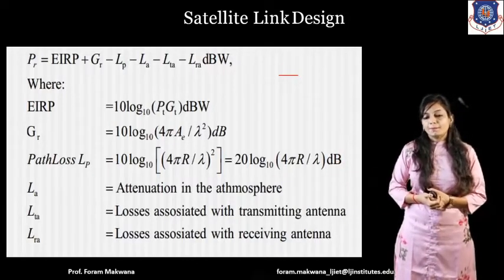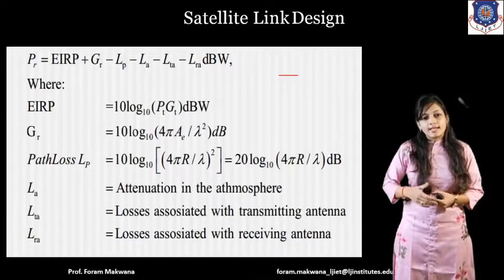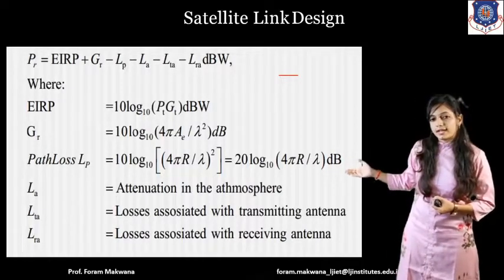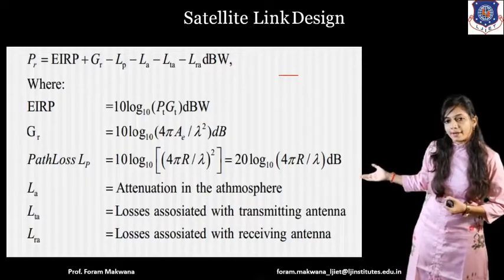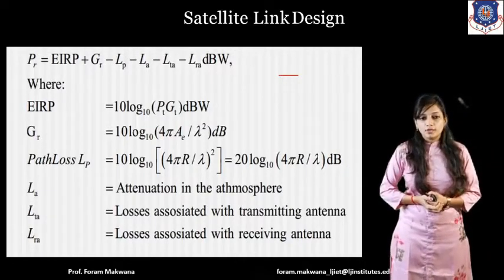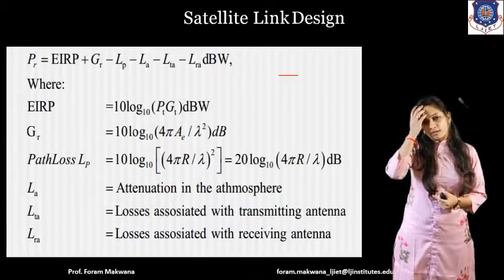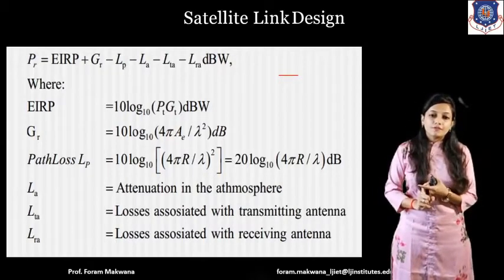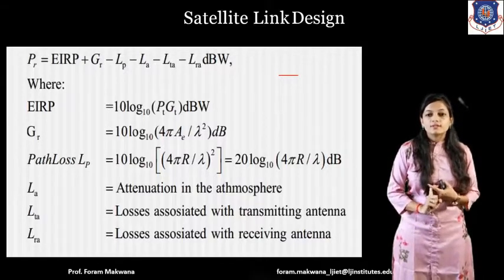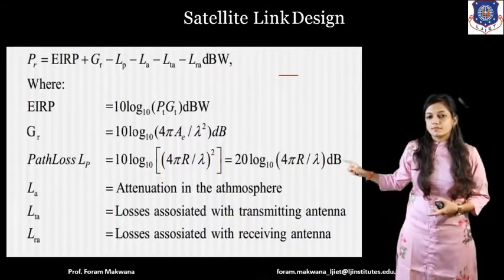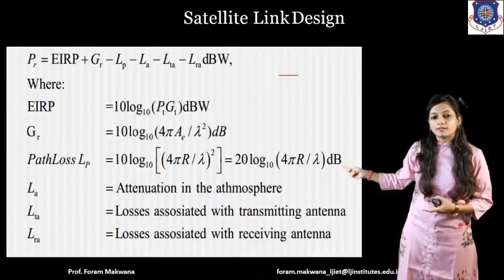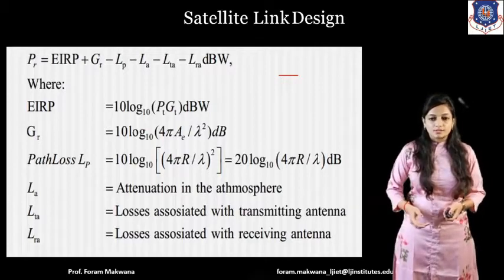Third point, path loss. As we are going to calculate the path loss, 10 log base 10 of 4 pi r upon lambda whole square. We know that path loss represents 4 pi r upon lambda, and it is a function of frequency and range, that is distance, right? So 20 log base 10 of 4 pi r upon lambda in dB. These three are the losses that I have discussed.